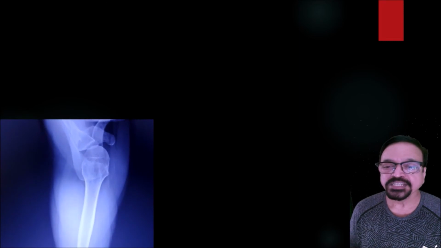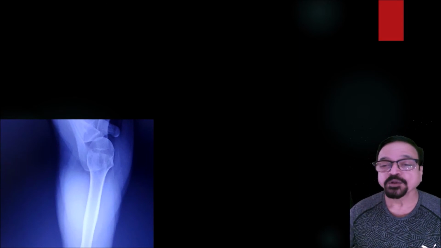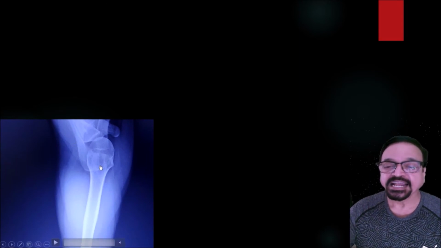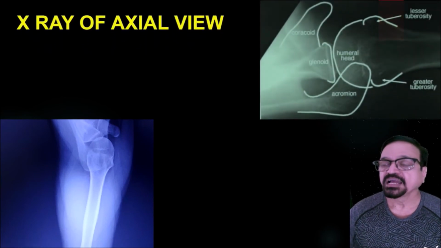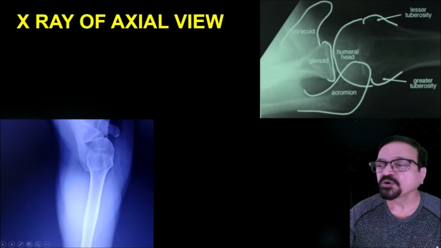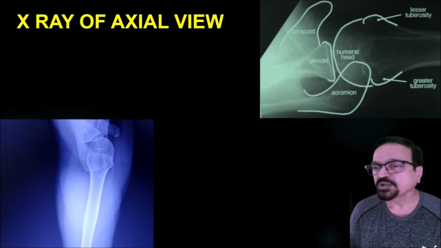This we are showing because this is the same patient whose X-rays were taken, and here you are seeing a perfect axial in which the coracoid process, acromion process, head, everything is well seen. What you see here is the coracoid, glenoid, acromion, humerus. Then the tuberosities are also well seen.